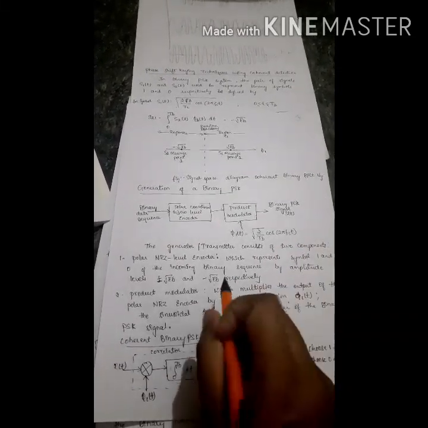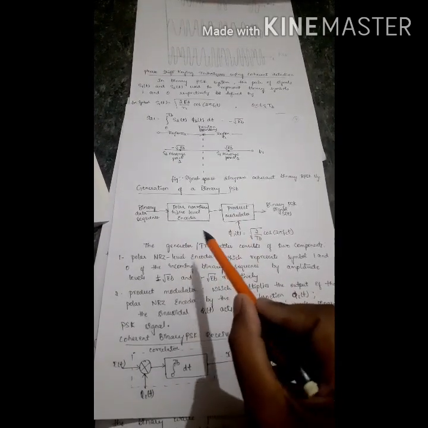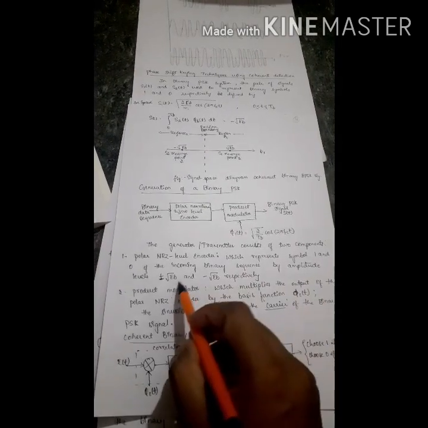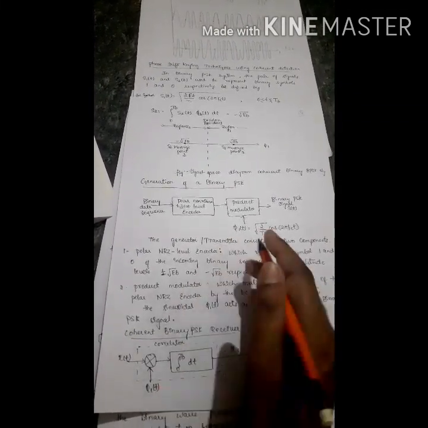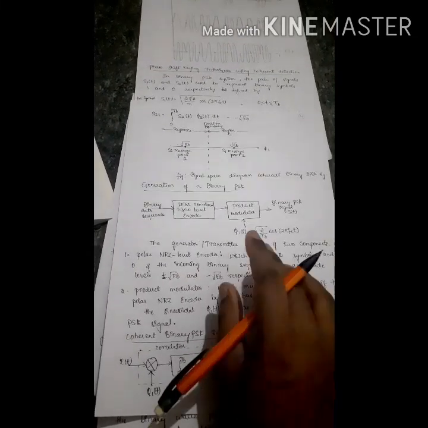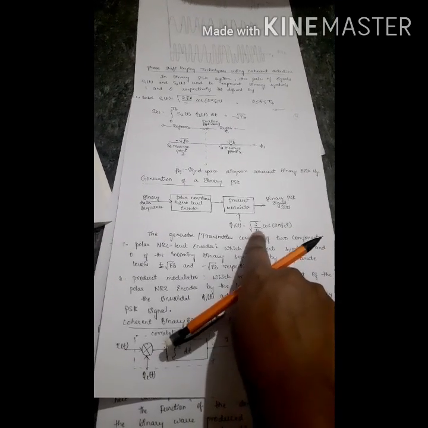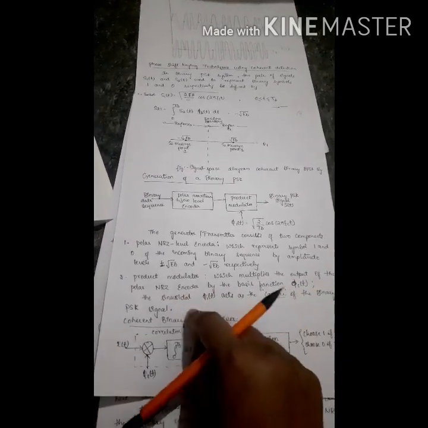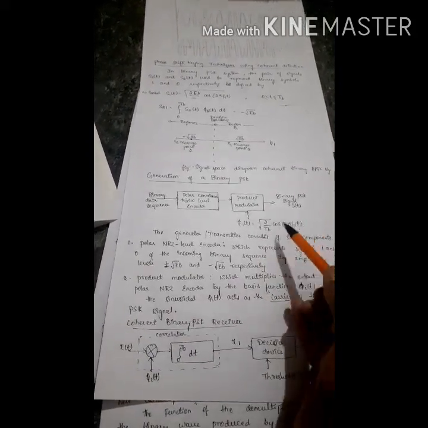The two components are the polar NRZ level encoder, that is the non-return-to-zero encoder, and the product modulator. The polar NRZ encoder represents the symbols 1 and 0 in the incoming binary sequence by amplitude levels of plus square root EB and minus square root EB respectively. For symbol 1 we will have an amplitude of plus square root of EB, and for symbol 0 an amplitude of minus square root of EB. These are multiplied in the product modulator with phi 1 of t, which multiplies the output of the polar NRZ encoder by the basis function phi 1 of t. The sinusoidal phi 1 of t acts as the carrier for the binary signal, and we will get the BPSK signal, that is S of t.